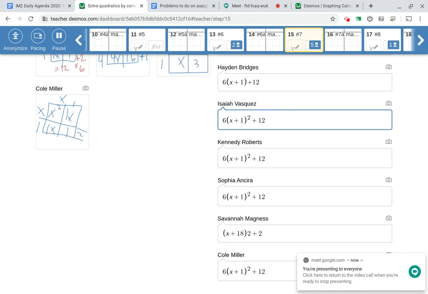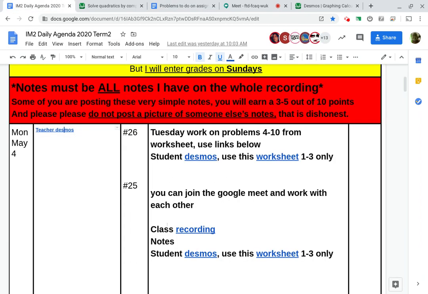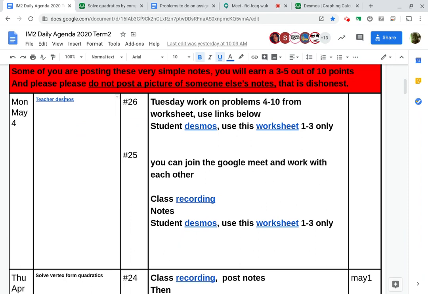Mr. King, how many of these do we have to do? Well, you were supposed to do these yesterday. Two days ago, we did 1, 2, and 3. And then yesterday, you were supposed to do 4 through 10. See that? Tuesday, work on problems 4 to 10.